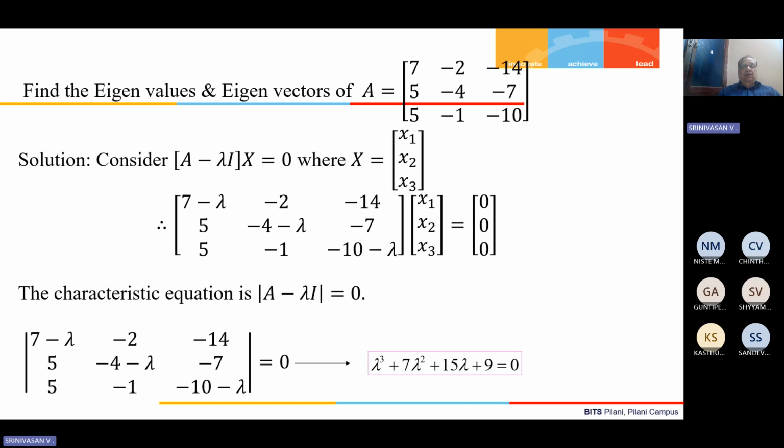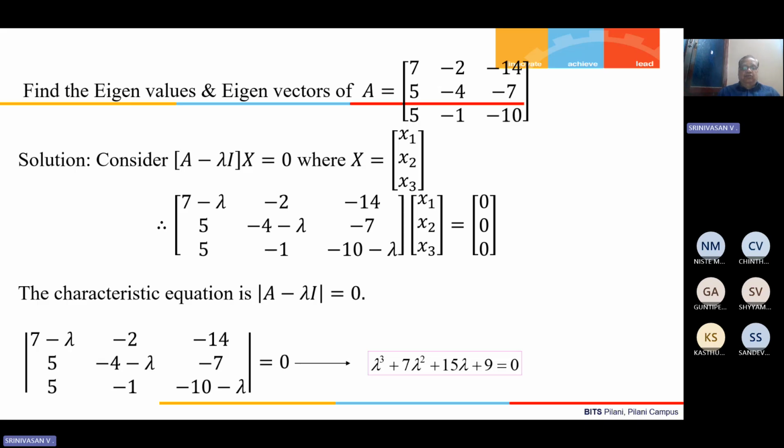Now what is your A minus lambda I? Just look at your A and subtract lambda only from the principal diagonal elements, so that the other elements remain the same. So the determinant: 7 minus lambda, -2 as it is, -14 as it is, 5 as it is, then -4 minus lambda, -7 as it is, 5, third row first column -1 as it is, and third row third column -10 minus lambda. In other words, you subtract lambda only from the principal diagonal elements.